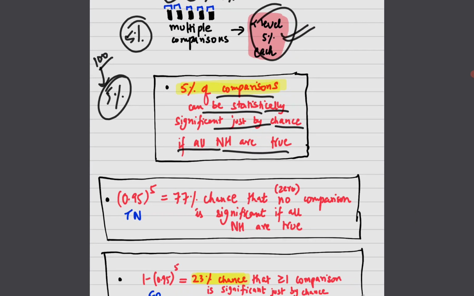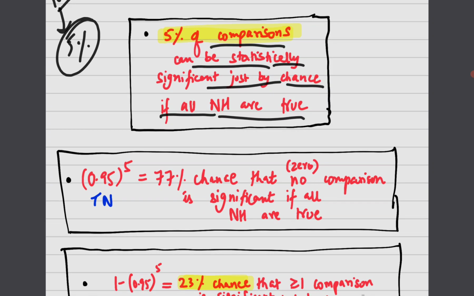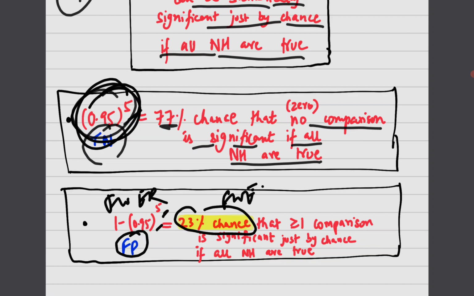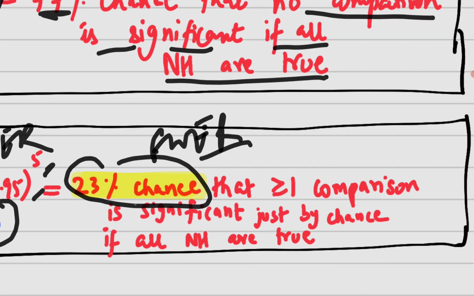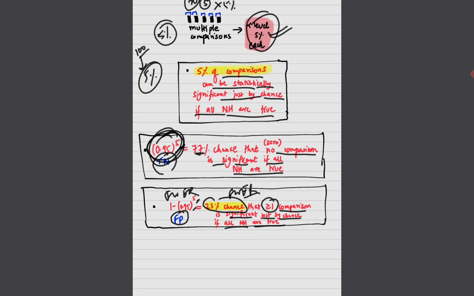Another term you need to know is FWER. So how to calculate FWER for 5 comparisons? You know that the true negative rate will be 0.95 to the power 5. So there is a 77% chance that no comparison will be significant if all NH are true, right? And the FWER will be 1 minus 0.95 to the power 5, so it will be 23%. So this is the FWER for 5 comparisons. How to interpret FWER? It means that there is a 23% chance that at least one of these comparisons could be statistically significant just by chance, even if NH is true for all the 5 experiments.